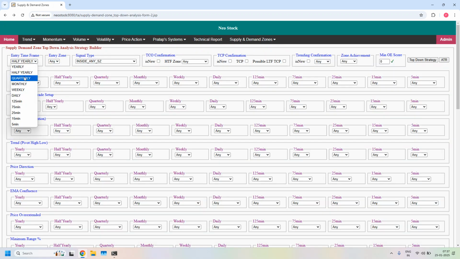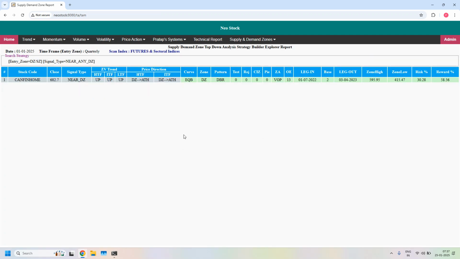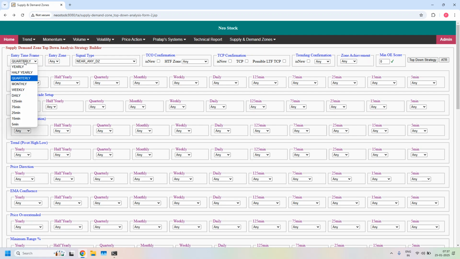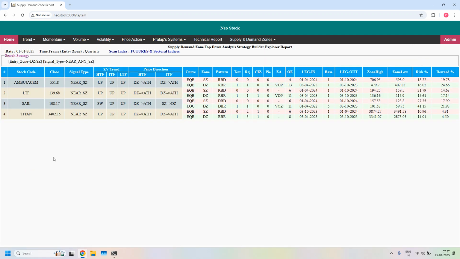Next time frame is quarterly. Stocks near quarterly demand zone. 1 stock is filtered. Next, quarterly time frame. Stocks near quarterly supply zone. 4 stocks are filtered.